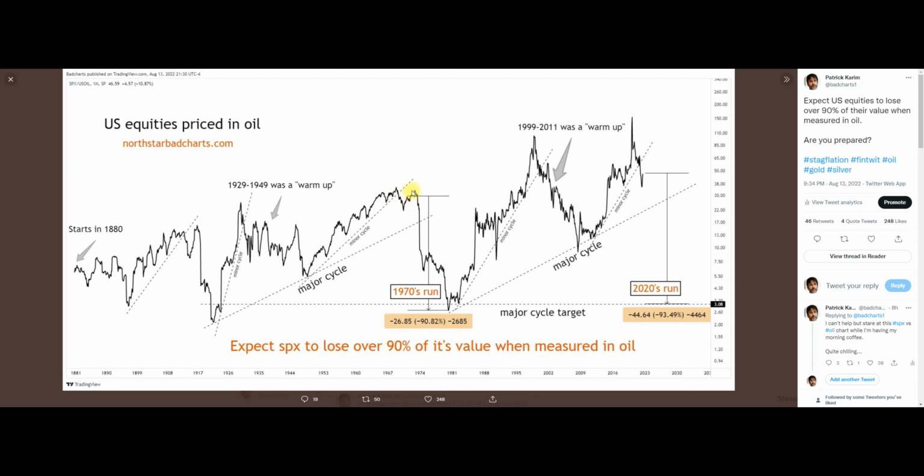Now what's happening is it's the echo bubble right here. And we're going to see, look, unless the echo bubble makes a new high or goes above this minor cycle breakdown line, that's an occasion to go long oil in favor of SPX. And this is what I told our members at NorthStarBatCharts.com, and there are charts to showcase this.